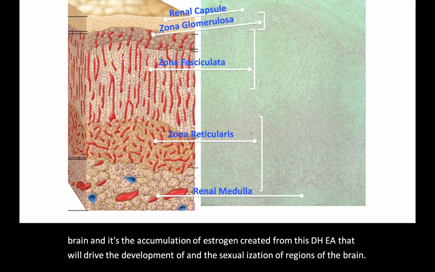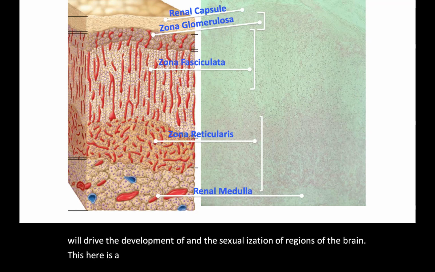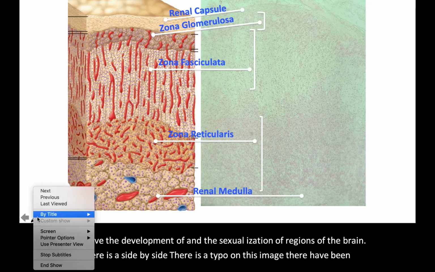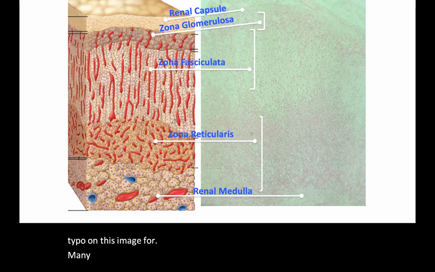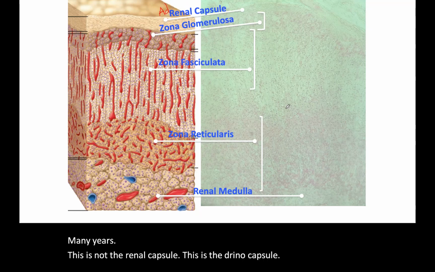This here is a side-by-side. There is a typo on this image. There has been a typo on this image for many years. This is not the renal capsule. This is the adrenal capsule. And so I apologize for that typo.